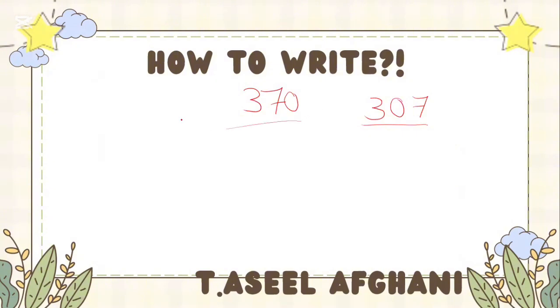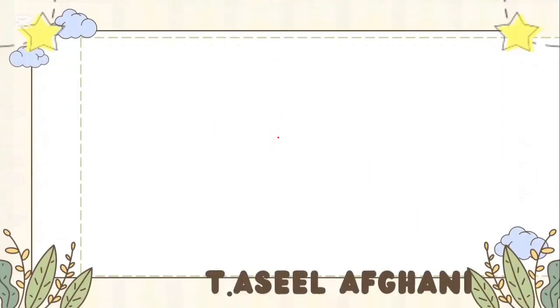What about 401? Cool. What about 410? Cool. And this is a quick revision for writing numbers having 3 digits. Now we will talk about numbers which have 4 digits and more, like this number.